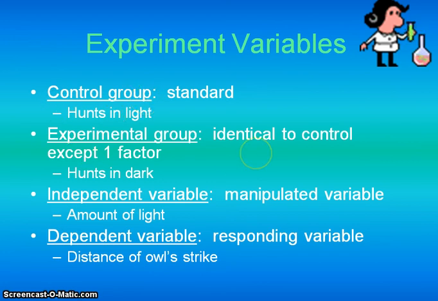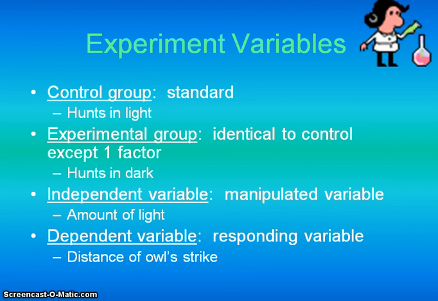The experimental group is identical to the control group except for one factor. Okay, that one factor is going to be our independent variable. That's the one that, as a scientist, we are manipulating. The dependent variable then in our experiment is going to be the variable that responds to the independent variable. It's what we're going to be measuring in our experiment. And finally, there's something also called a standardizing variable. And standardizing variables are things that we will keep constant throughout our entire experiment.